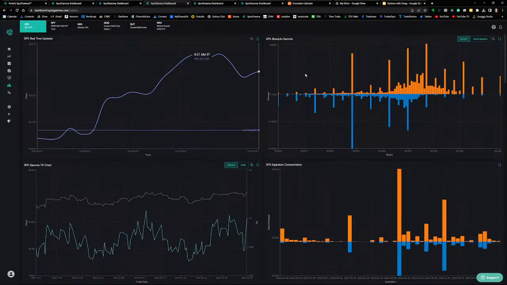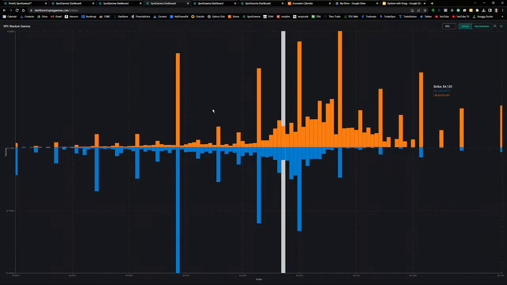And we'll start with SPX. And here's the 4,000 key gamma strike and the put wall. That's the strike with the largest absolute gamma. The orange bars are showing positive gamma or call gamma above the zero line. The blue bars are showing negative gamma or put gamma below the zero line. And this is market makers' position at these strikes.